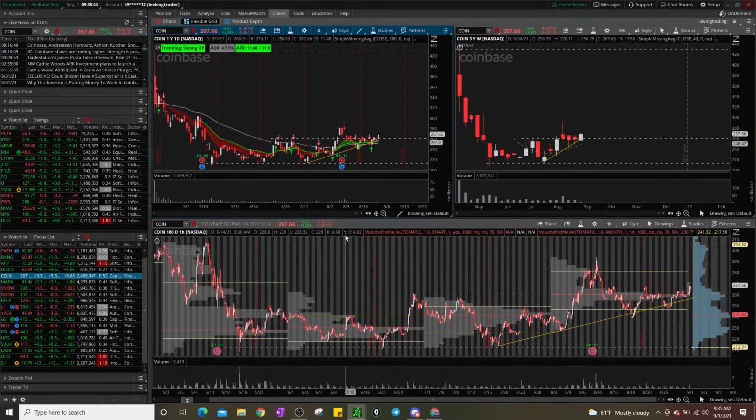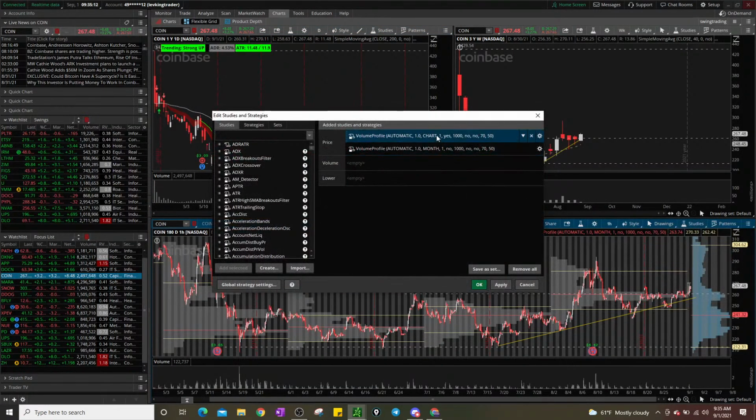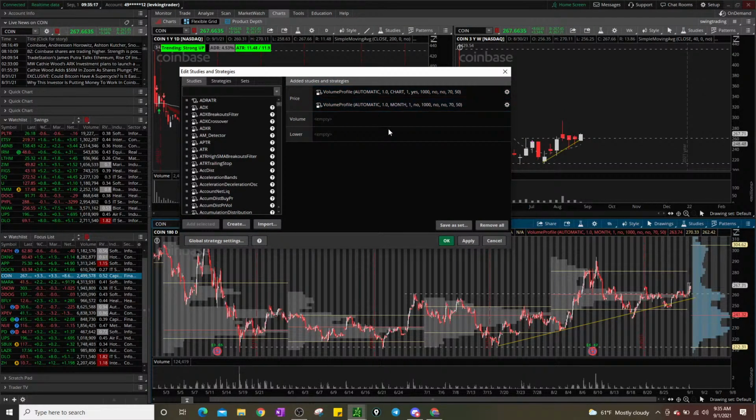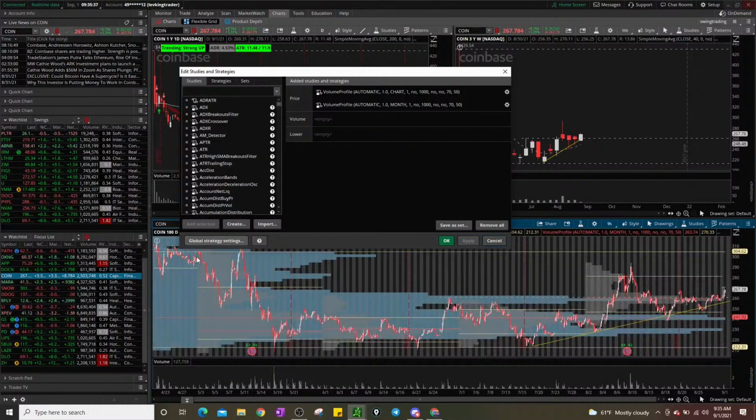What else? So here, let me show you the studies here, right? Show you how to do this. So you've got to be adding 2 different volume profiles, and you can add as many as you want. You can add one for a week. It's going to give you the weekly profile, monthly profile. So make sure you pick the chart. This one is for the chart. It shows you here on the chart. On expansion, this is what changes, yes and no. Expansion, as you can see, now it's showing you on the whole entire chart.